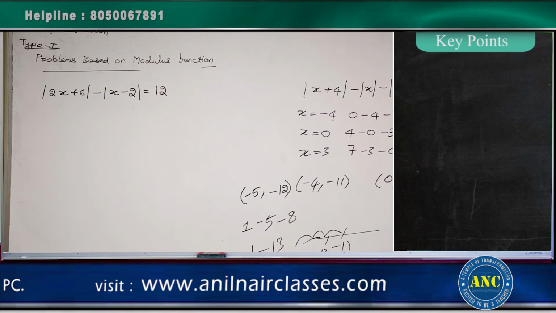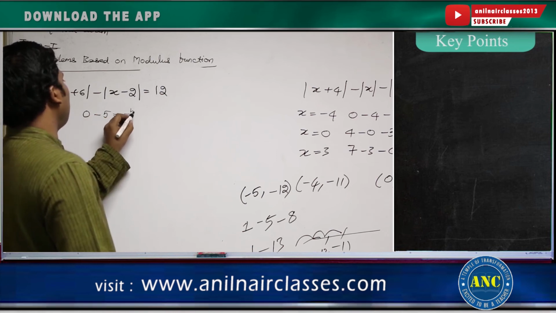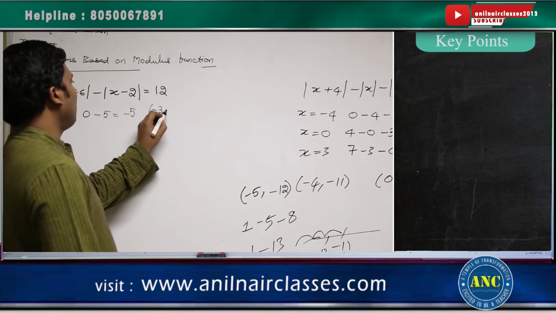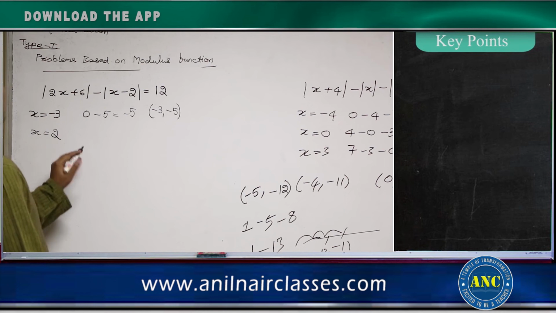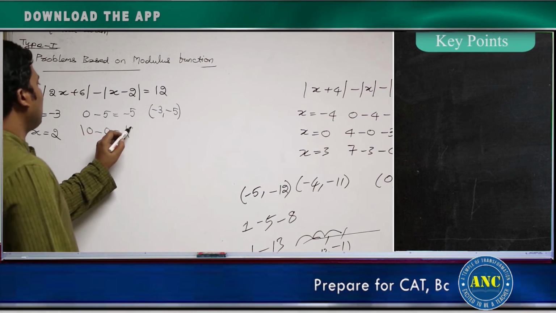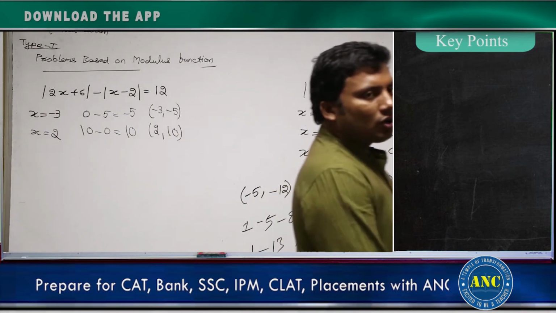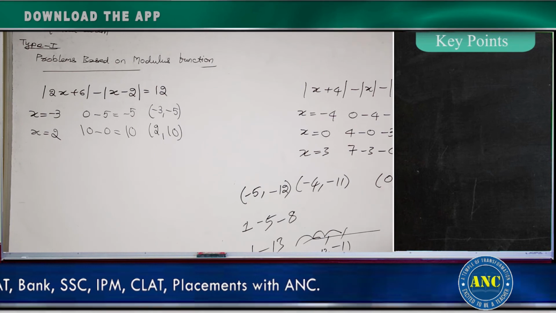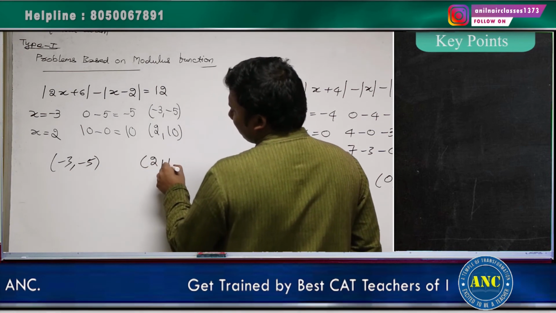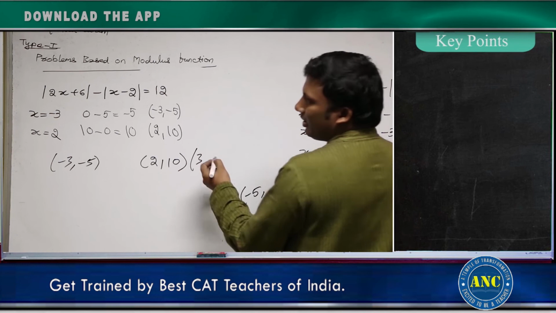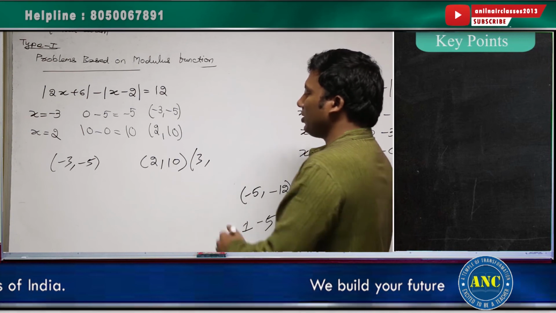Try to solve it. The critical points are x = -3 and x = 2. At x = -3, the value is -5. At x = 2: 4 + 6 is 10, and minus 0, so 10. The point is (2, 10). Next is x = 3. If I put 3, 3 twos are 6, 6 + 6 is 12, and 12 - 1 is 11.